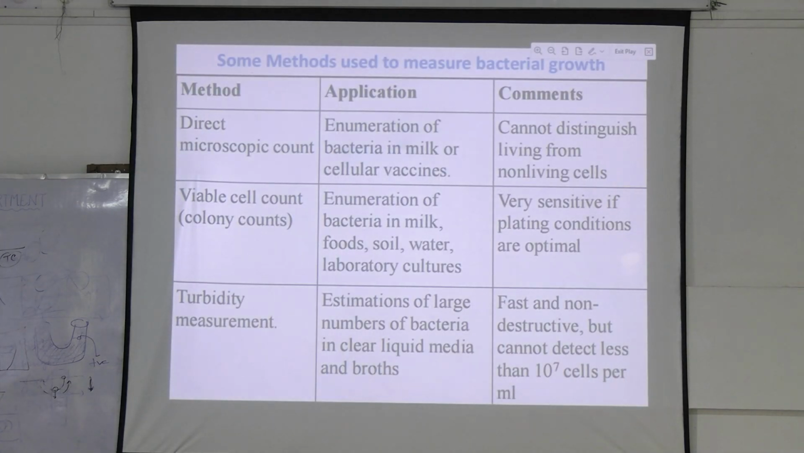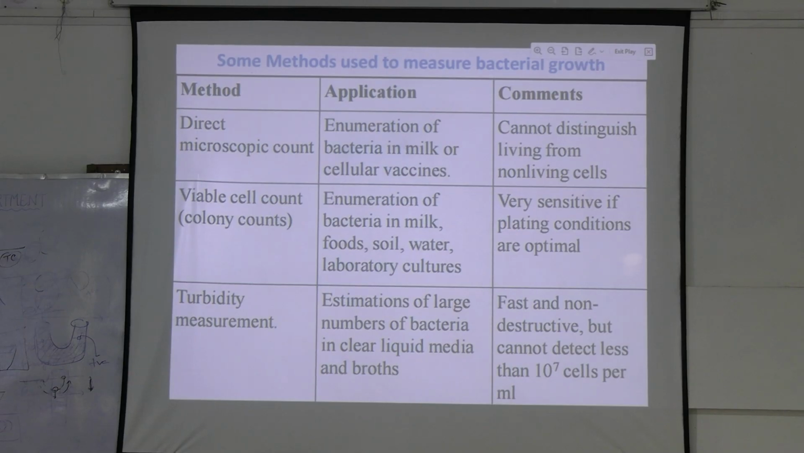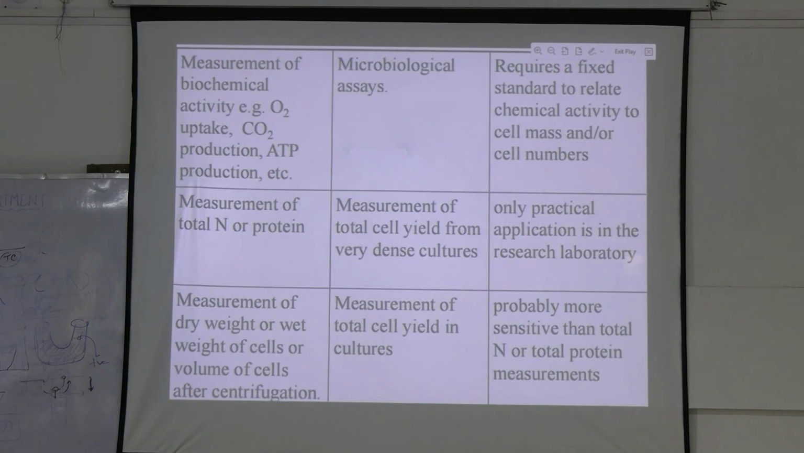So the methods to detect growth: first is direct microscopic count. It is very laborious and it cannot differentiate between living or dead. Next is viable count method, where we can count the viable bacteria, or turbidity measurement using optical diffraction, where it will measure both living and dead. Other methods that can be used: measurement of the metabolites. It could be uptake of oxygen, or production of carbon dioxide, etc. Or we can take the final dry weight of the total bacteria.